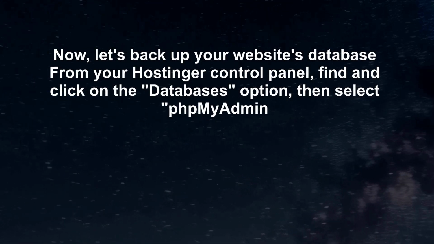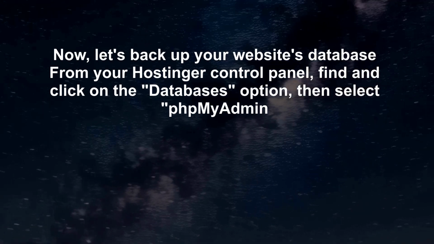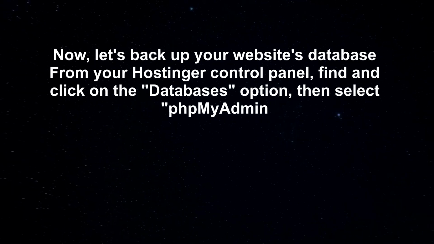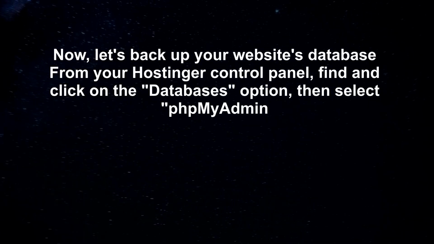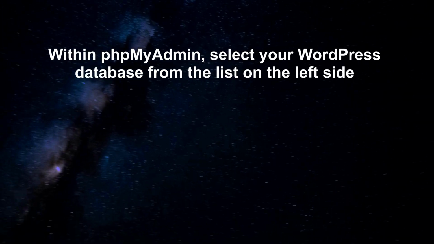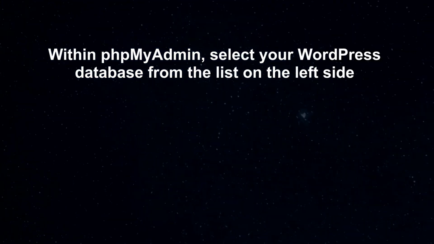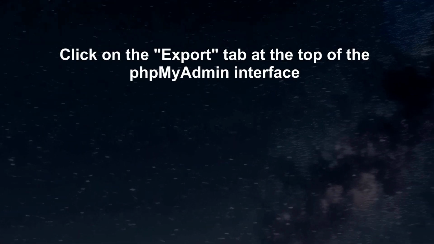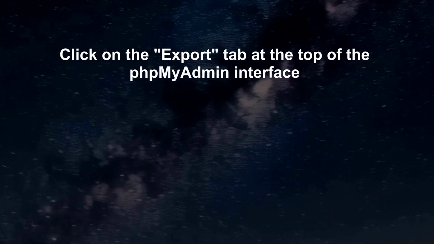Now, let's back up your website's database from your Hostinger control panel. Find and click on the Databases option, then select phpMyAdmin. Within phpMyAdmin, select your WordPress database from the list on the left side. Click on the Export tab at the top of the phpMyAdmin interface.